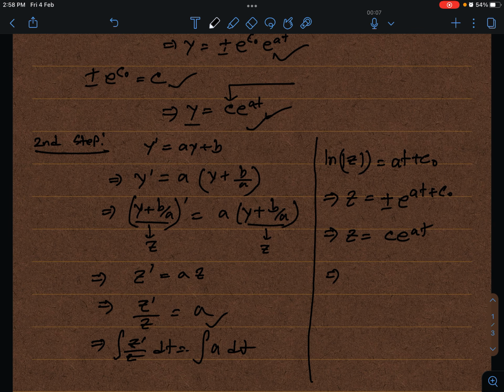Now z had the value of y plus b by a, equal to c e to the power a t. So we have y equals c e to the power a t minus b by a. So this is the solution for y. And as you can see, y can have infinite number of solutions in this case as well, because c is a constant, and for different values of c there might be different solutions for y.